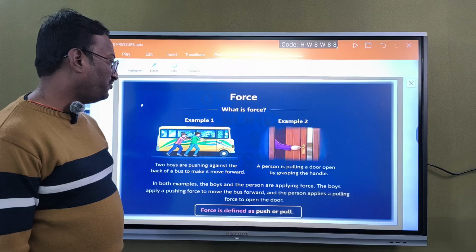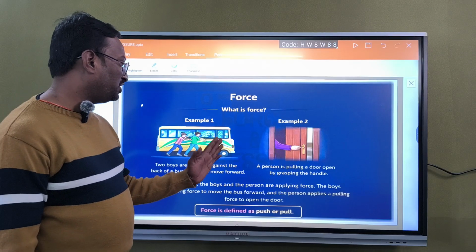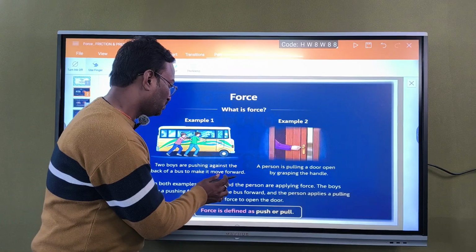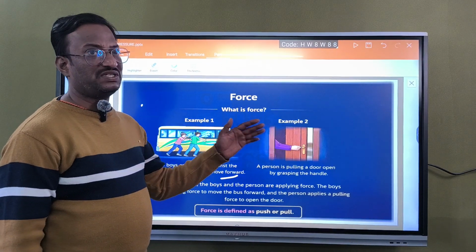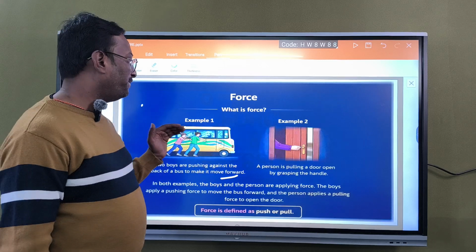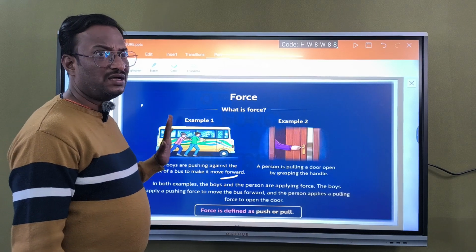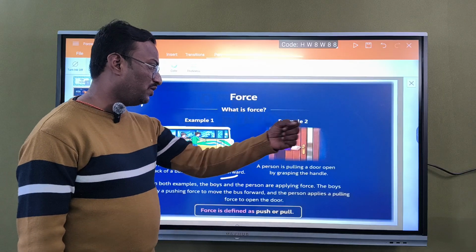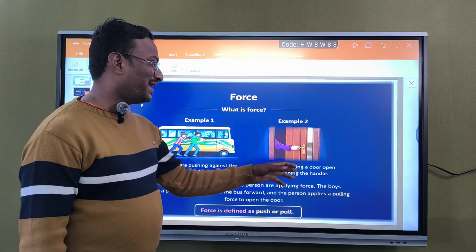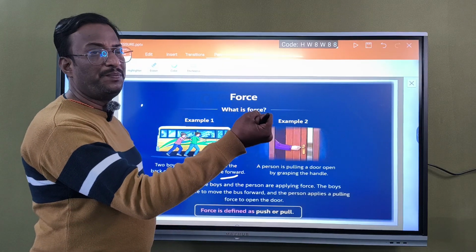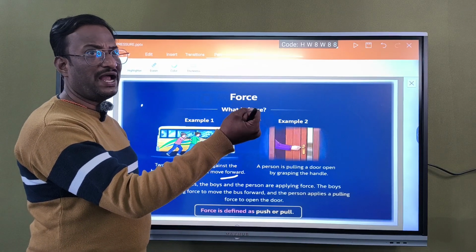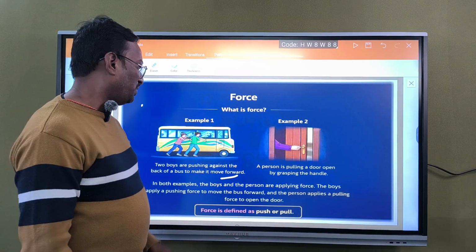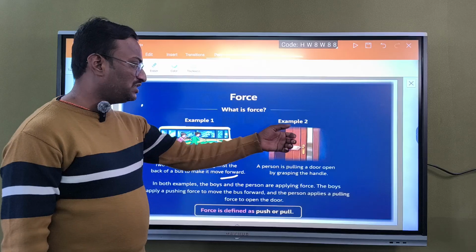In the first example, if you observe, two boys are pushing against the back of the bus, so that the bus is moving forward. Bus is moving forward and from the back side the children are pushing. In the second example, a person is pulling the door open by grasping the handle. He holds the handle and he is pulling. So in both these examples, one condition is pushing and the other is pulling.